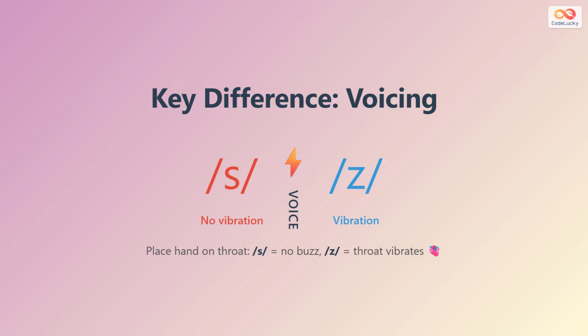Here is a simple test you can do anywhere. Place your hand on your throat and say both sounds. You will clearly feel the difference between the silent S and the vibrating Z.